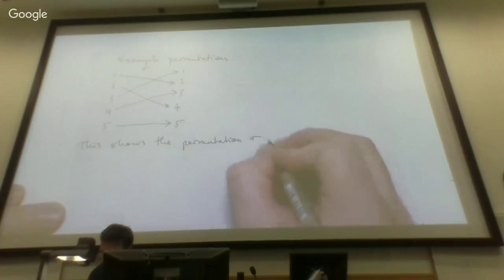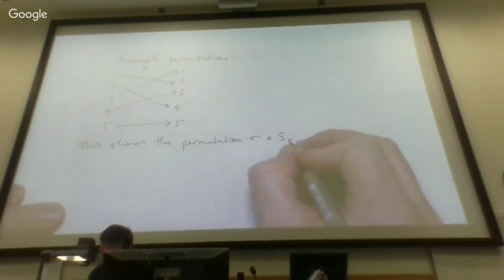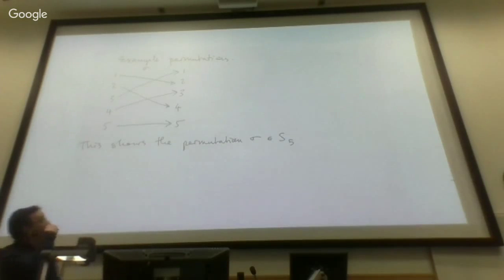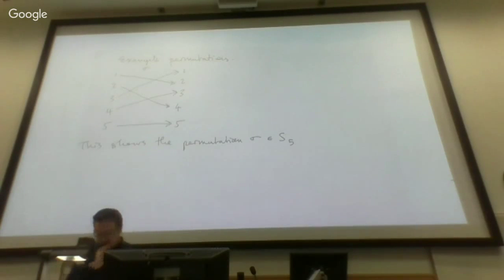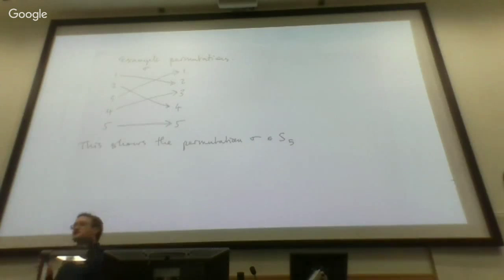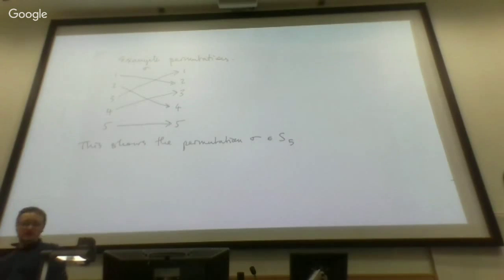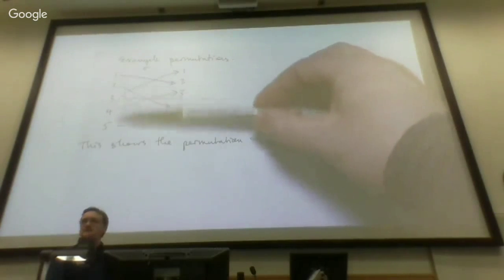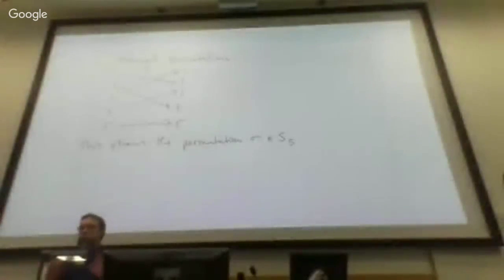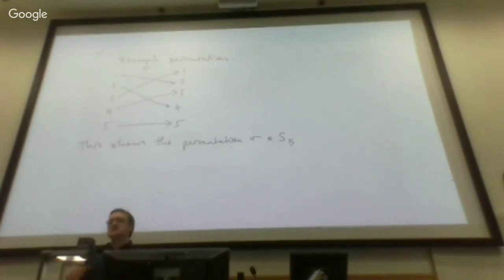This is a permutation sigma, which is an element of S5, we could say. It's a permutation of 5 objects. Now, in all of this, when we're talking about permutations, the numbers we're using are just labels. We're never going to be adding these numbers together or multiplying them. They are purely used as labels.